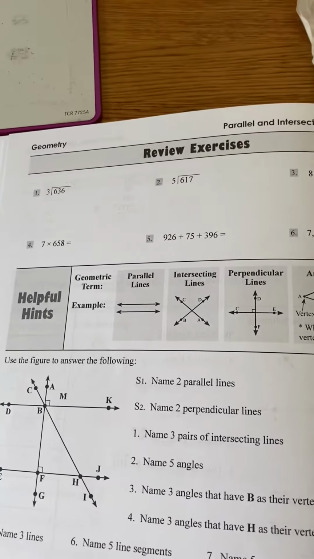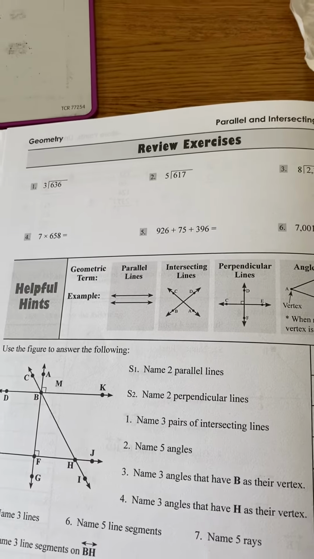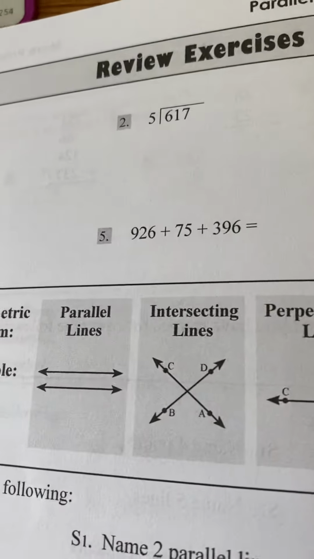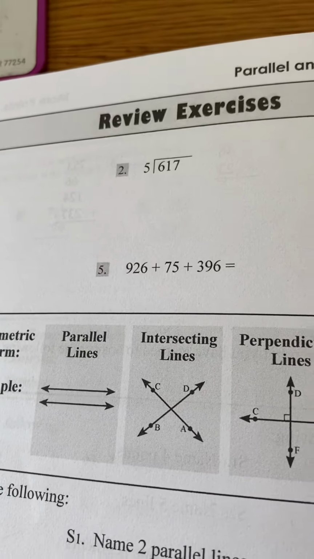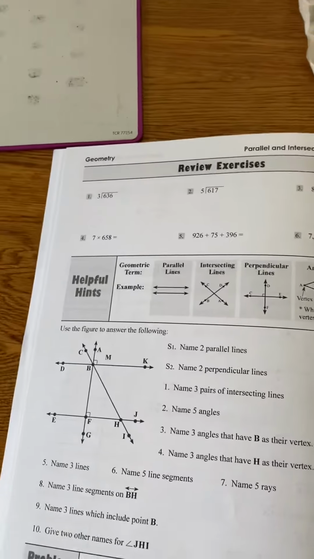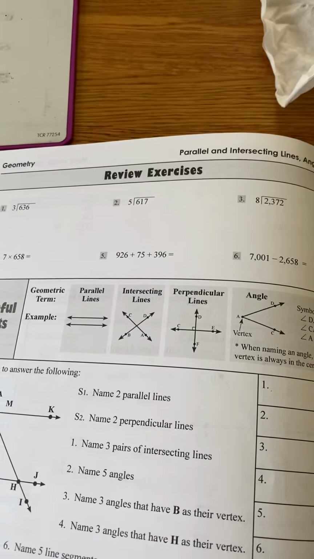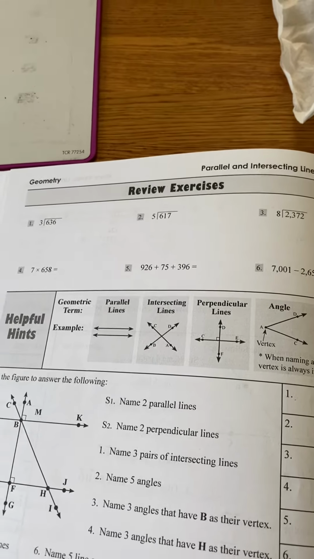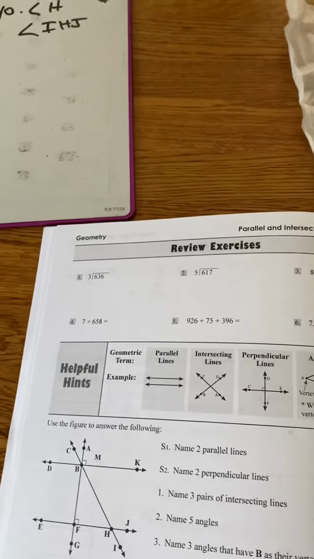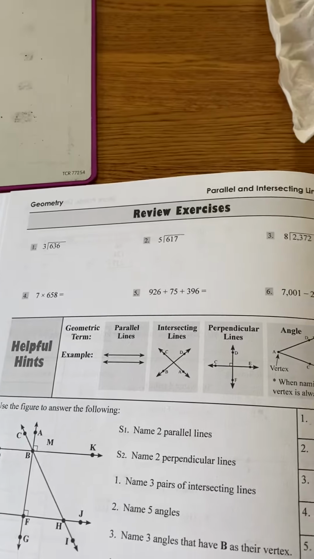So we have our first geometric term, which is parallel lines. So parallel lines, here's what they look like. Same length, right above each other, they're parallel. Next ones are intersecting lines. When you talk about intersecting lines, it just means they're crossing. So like an intersection. Think about that when you're driving. Intersection, intersecting lines, they cross.